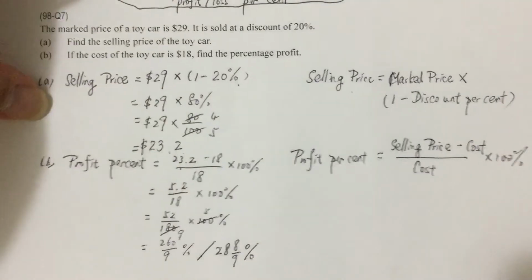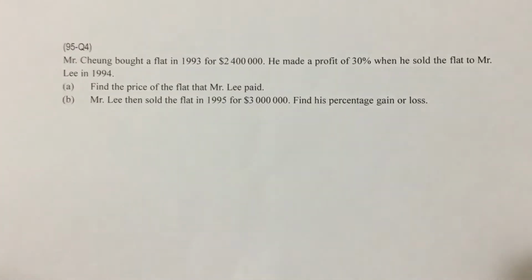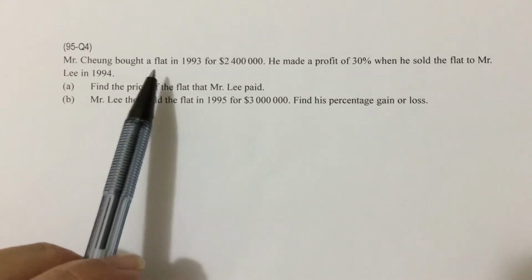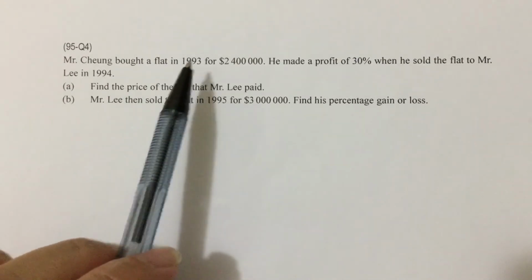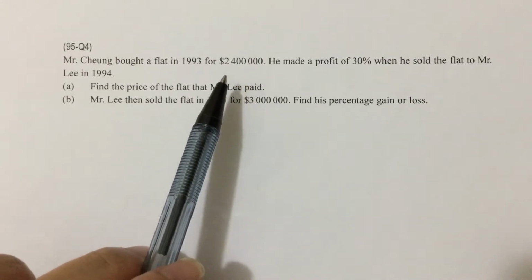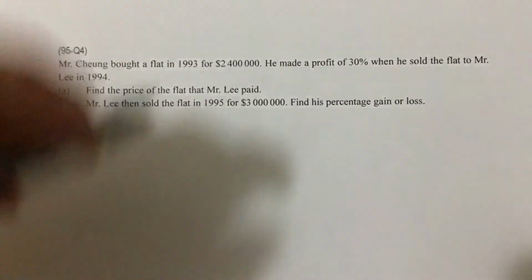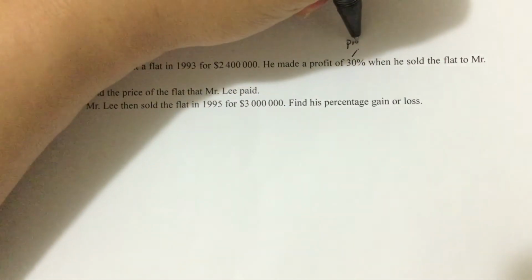Okay, now we will go to the last question of this topic. Mr. Zheng bought a flat in 1993 for $2,400,000. He made a profit of 30%. So this one is profit, and this is profit percent, obviously.